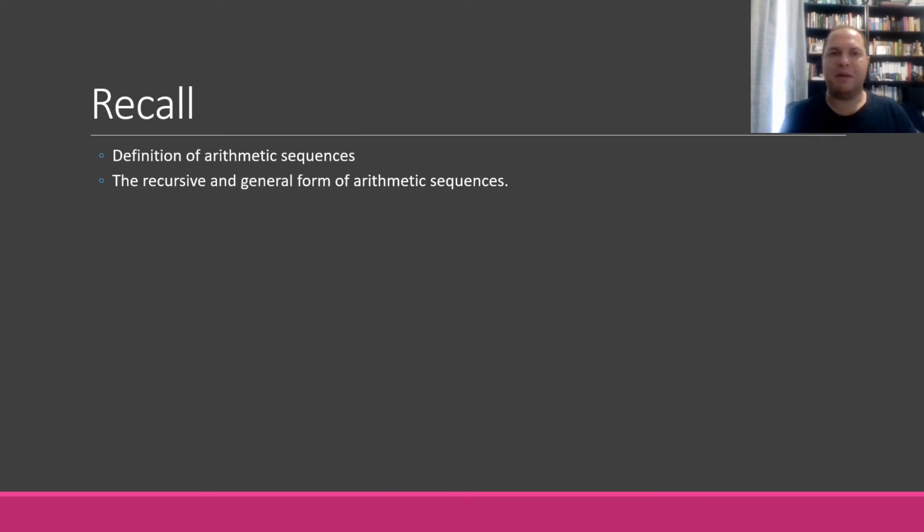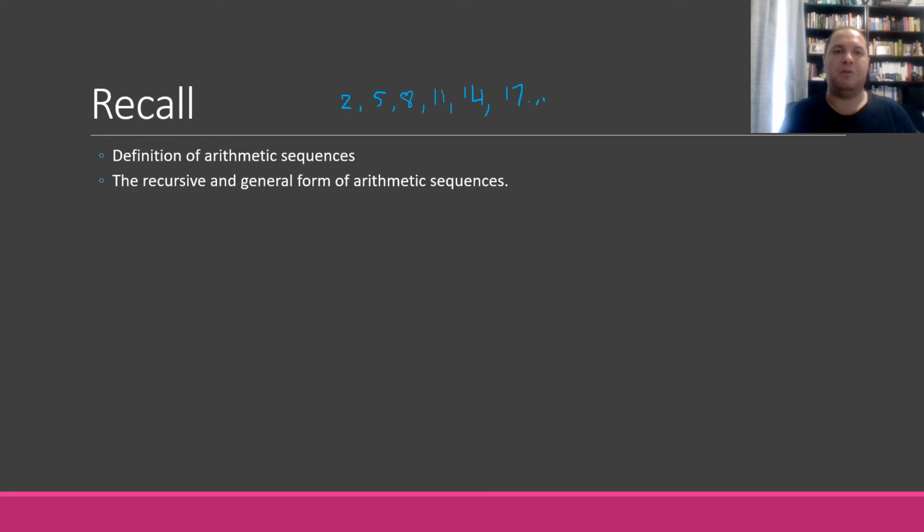Big things to remember. The definition of our arithmetic sequences: that is a sequence where we're going up by the same value or down by the same value each time, such as this one, where we're just going up by threes.